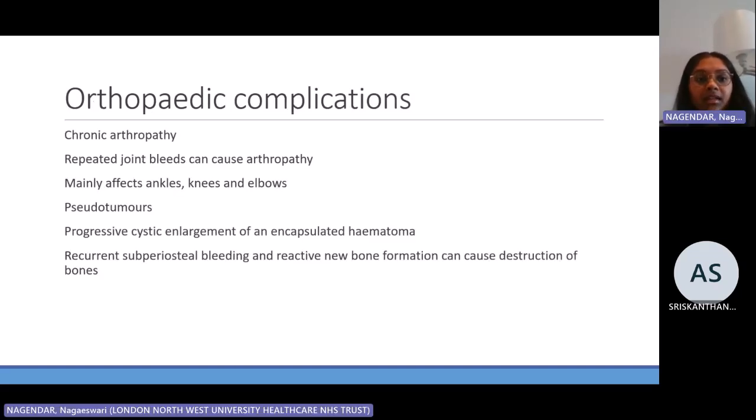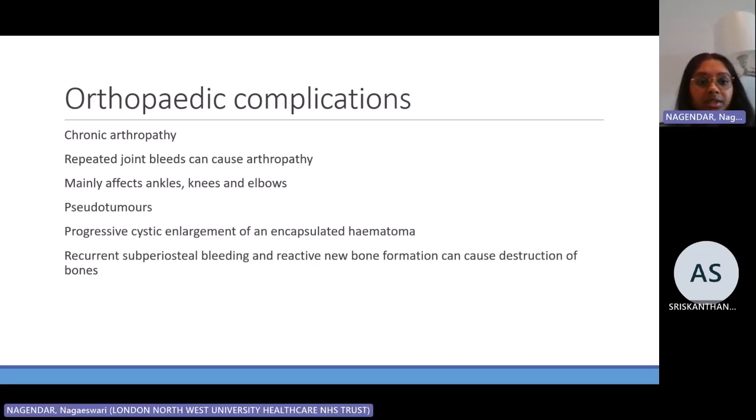In Haemophilia B, there is a high likelihood of orthopaedic complications. So this can lead to chronic arthropathy, because they might have repeated joint bleeds. That's what leads to this. And again, it mainly affects the ankles, knees, and elbows.